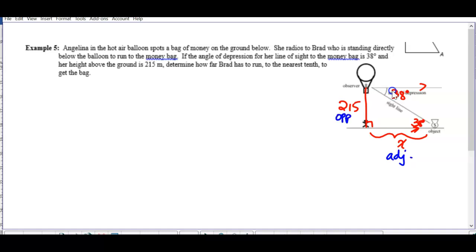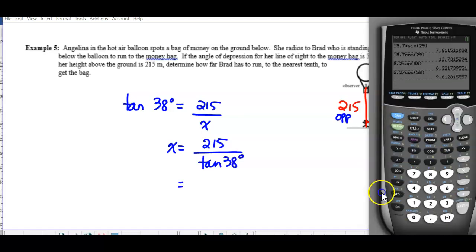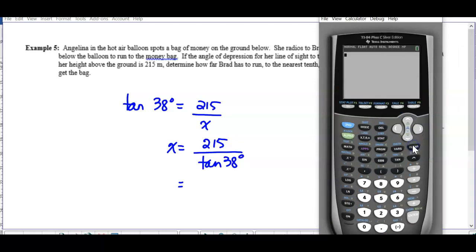So use tan. So tan of 38 degrees is 215 over the adjacent. I'll call it x. So remember, your unknown is in the denominator, so that means you divide by the trig ratio. Okay, and then do that. We have 215 divided by tan of 38. Okay, and that's 275.2.